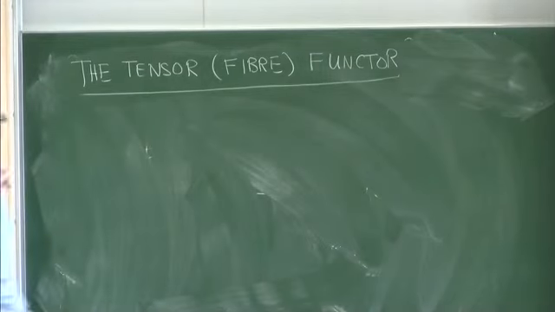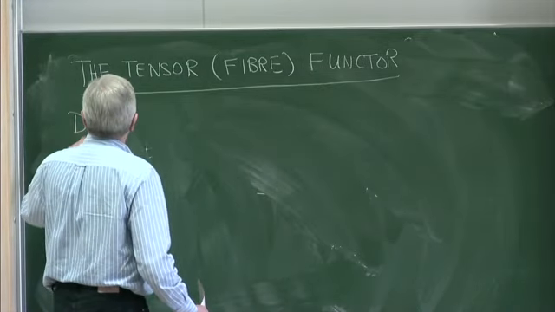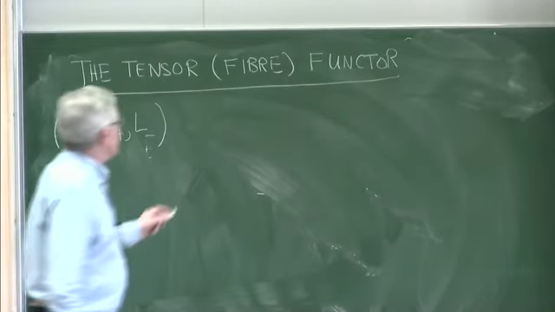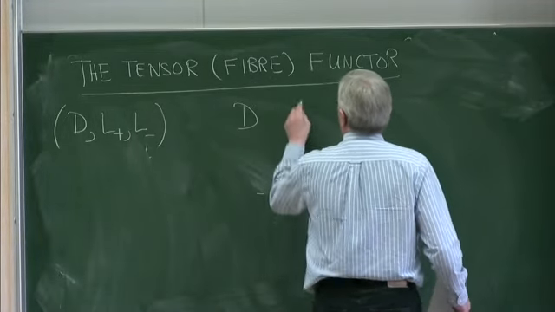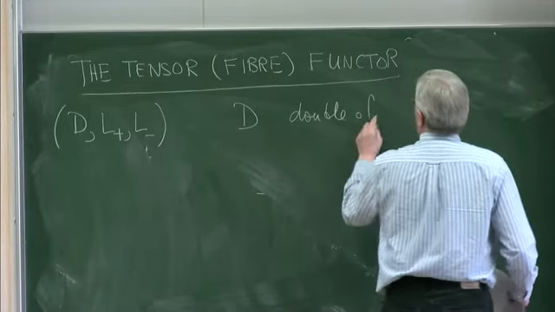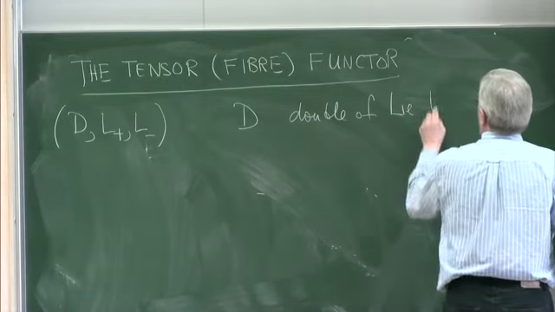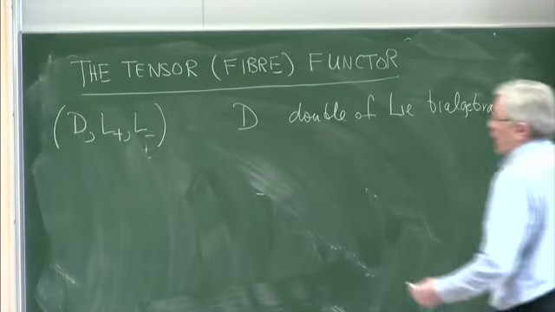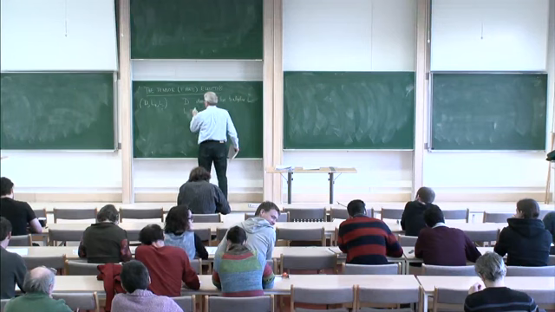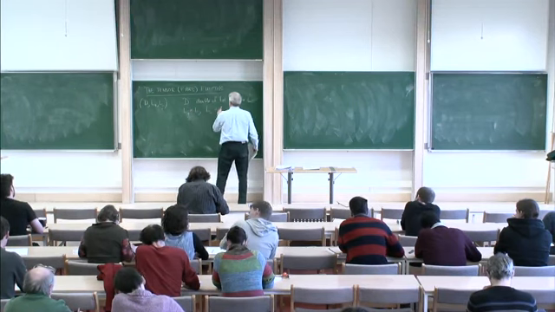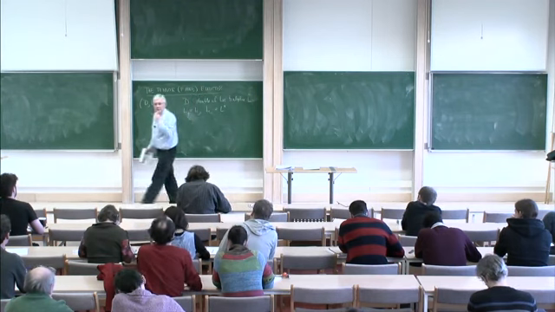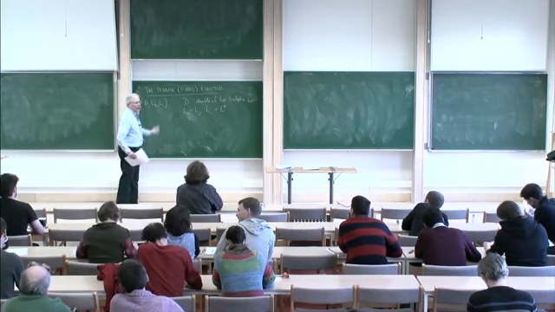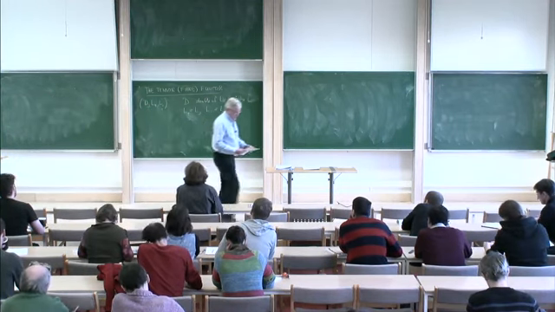So let's start off with D, L plus, L minus, where here this D is the double of the Lie bialgebra, L plus equals L, and L minus equals L dual. Remember I constructed this double thing which contains L and L dual, and I just use the notation coming from Manin triples to describe that.